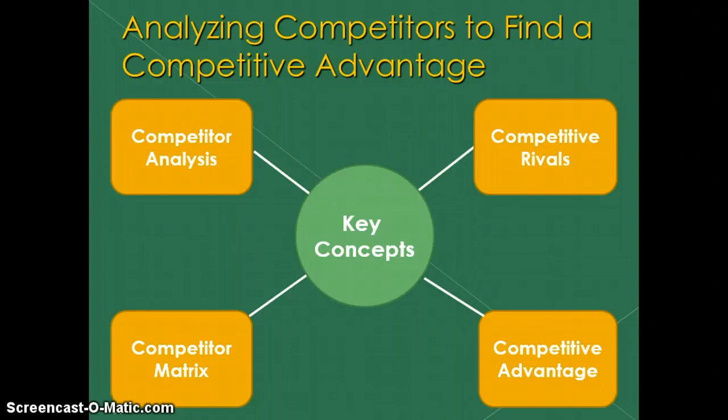Competitor matrix. Okay, the bottom left-hand corner. A competitor matrix is an organized table that compares the strengths and weaknesses of a company with those of its competitors. It compares your strengths and your weaknesses with those of your competitors, especially the rivals, but all competition in general, to see where you have a little bit of an advantage over everybody else.